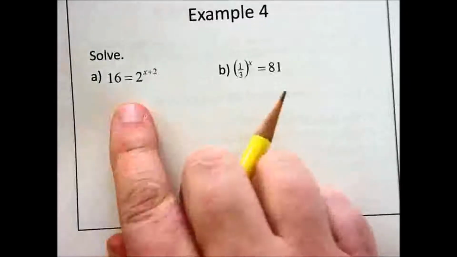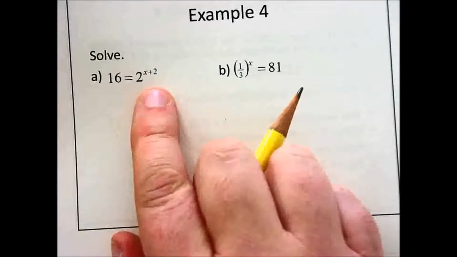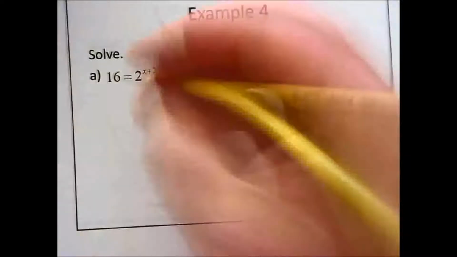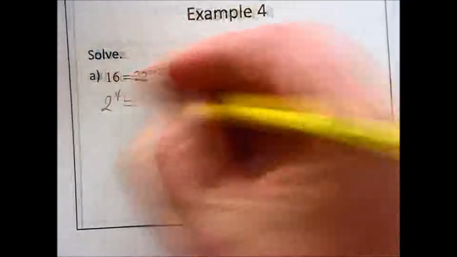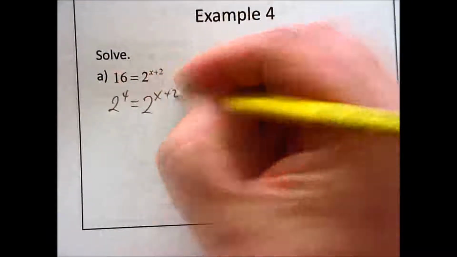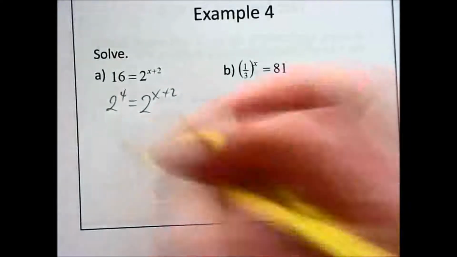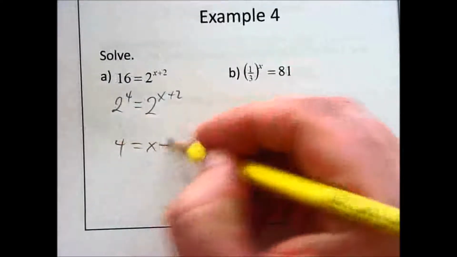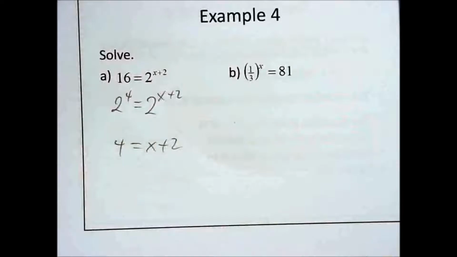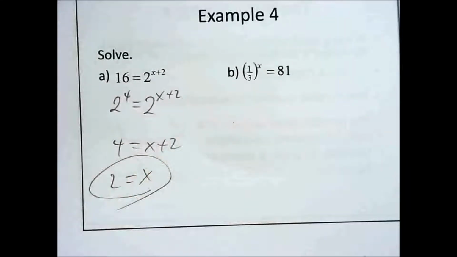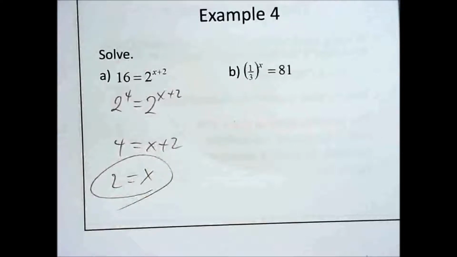If you have 16 equals 2 to the x plus 2, the idea is I can cheat a little bit. Using the one-to-one property, I can rewrite 16 as 2 to what power? 2 to the 4th. So I really have 2 to the 4th is equal to 2 to the x plus 2. So what does that mean? Yeah, 4 is equal to x plus 2. The two exponents are equal to each other, which does mean the solution is x equals 2. Okay? Now, I'm just bypassing the irrelevant information.